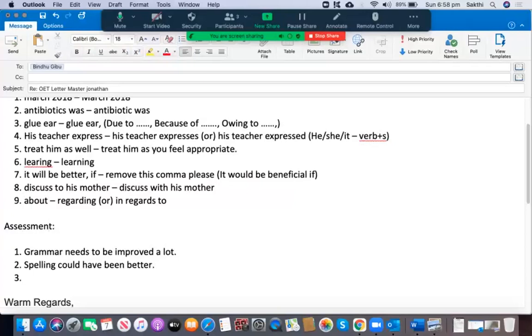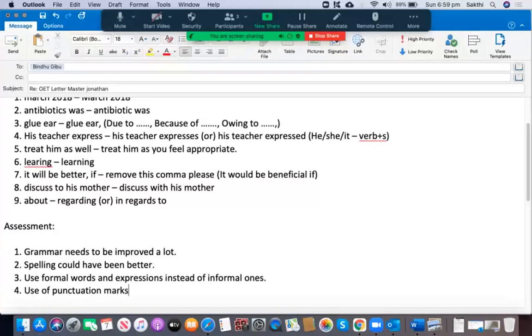I mean, it would be important, it would be greatly appreciated. So those kinds of words. Don't say "it will be greatly appreciated" or "it will be better". That's not really good. That doesn't give a positive impression. So use formal words and expressions instead of informal ones. Spelling is bad, and the use of punctuation marks could have been improved.